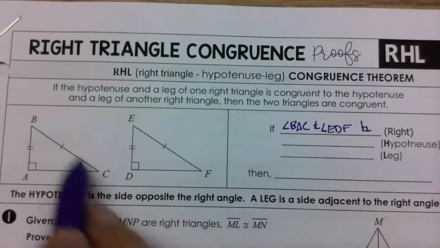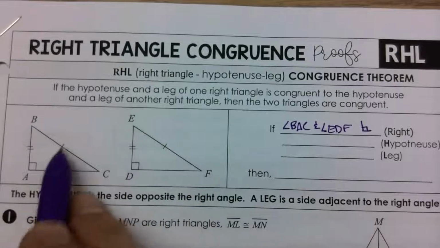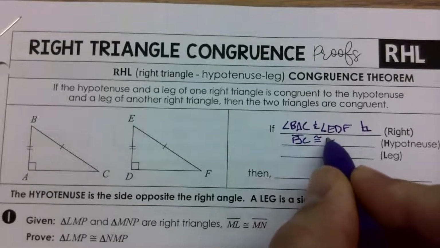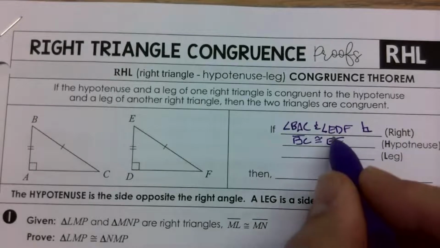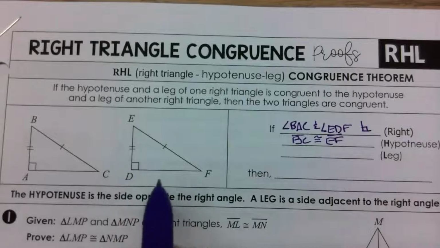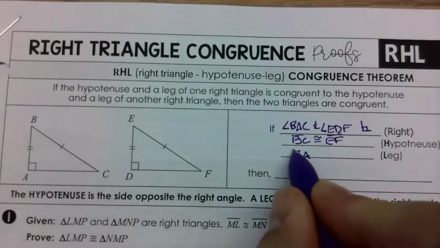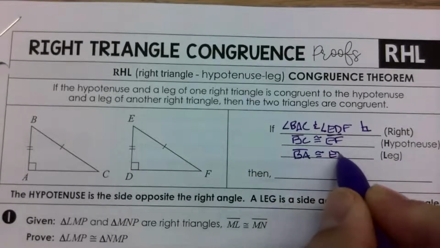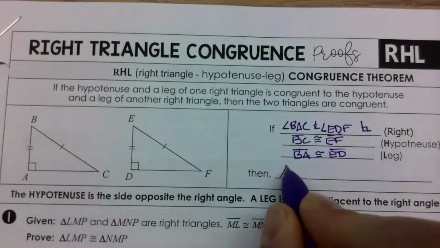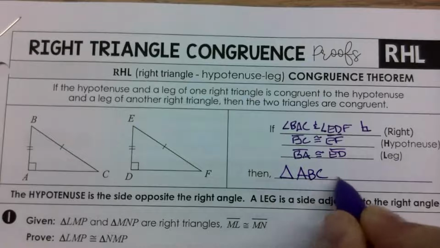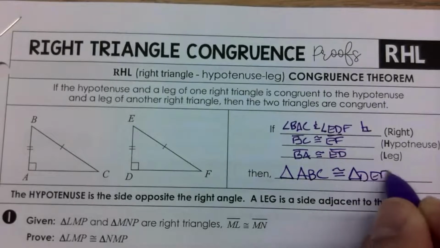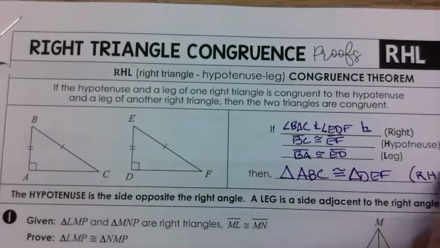If we have the hypotenuse, which is the longest, the slanted side, the side opposite 90 degrees, as a congruence pair, that satisfies the H. And then we can have either of these other legs, it doesn't matter. BA is congruent to ED. Then by RHL, we have enough to say that the triangles are congruent. Triangle ABC is congruent to triangle DEF. And that's by RHL.